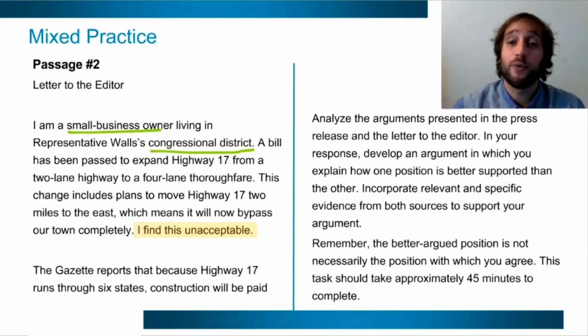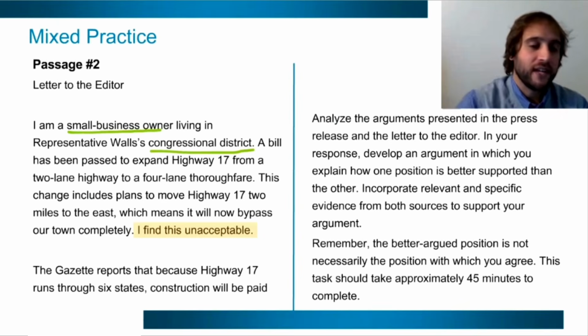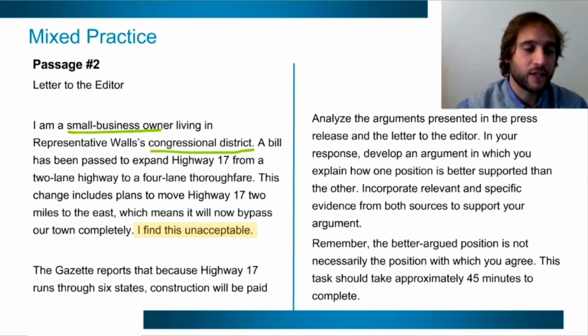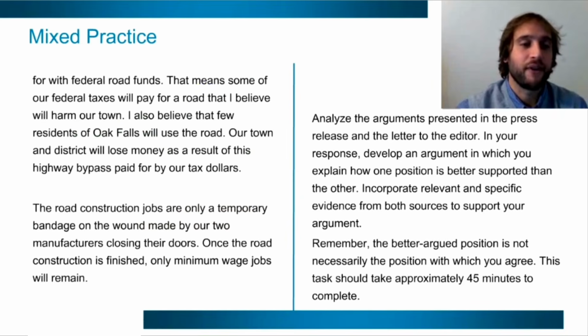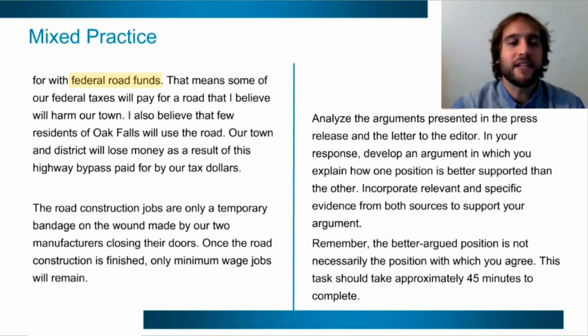All right, now let's see what evidence this author provides to support that this is an unacceptable stance to change this highway. If we look at just the first little bit of text here, we'll read that together. We learn that, because it runs through states, construction will be paid with federal funds. All right, let's finish this paragraph together. That means that some of the people who live in the area, some of their federal taxes will pay for a potentially harmful road for the town.